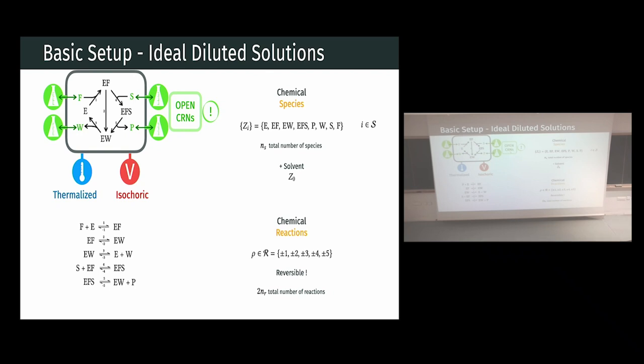Sorry, it stands for chemical reaction networks. Sorry, forgot about that. Yeah, you're going to see it quite a lot.